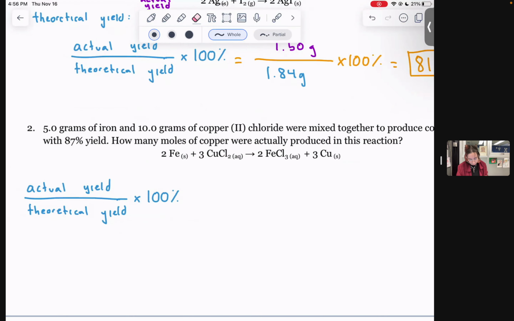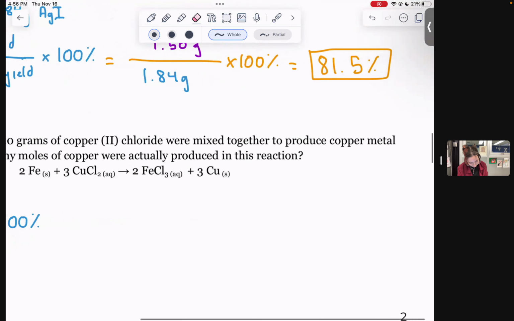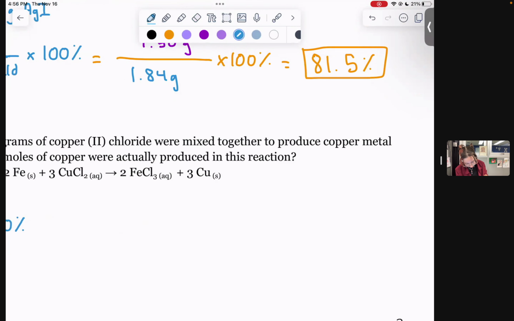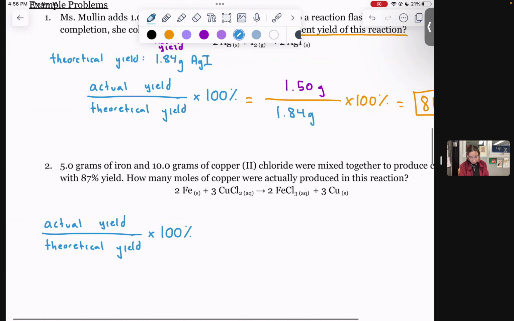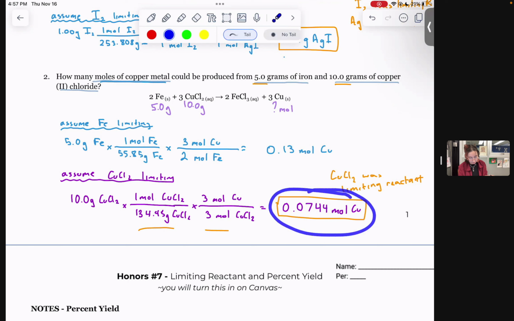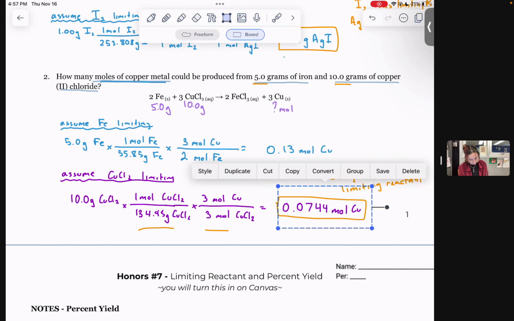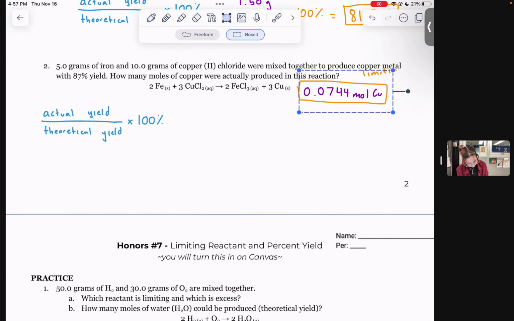Okay, so for this question, we should always read the problem first. We got that I mixed together this much iron and that much copper. So this is the same situation as what I did up here. So up here, what we calculated earlier is actually my theoretical yield for this question. So I'm going to copy that down here. This is my theoretical yield.